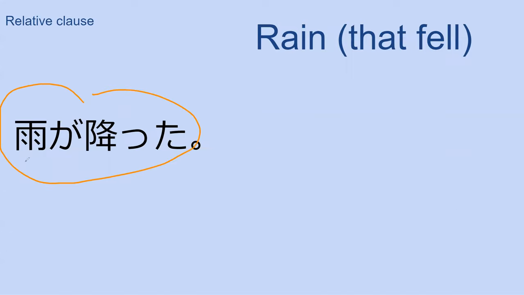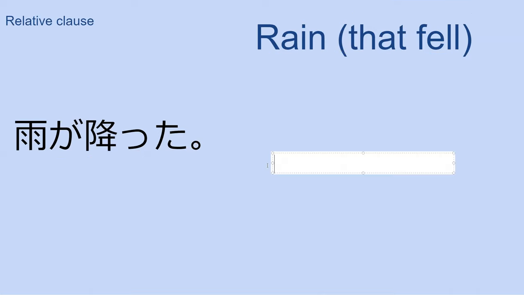So right now we have it as a sentence. Ame ga futta, rain fell. Could we rearrange this to turn it into a relative clause saying "rain that fell"? So we're just moving the verb around. How do you think we're going to do that? Rain that fell. Ame ga futta.